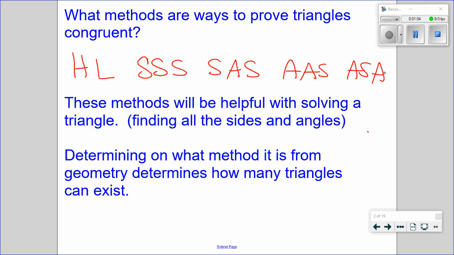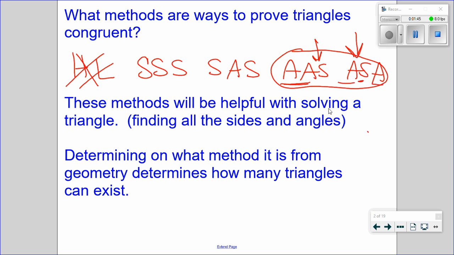Determining which method we have is going to determine how many triangles we're going to actually be able to make. Now we're not going to consider HL, because HL is for right triangles, and all the ones we're going to talk about are any triangle at all. It can be right, but it doesn't have to be. AAS and ASA are pretty much the same, because in ASA the S is included, and in AAS the S is not an included side. But if we have two A's, we actually have the third by doing the 180.